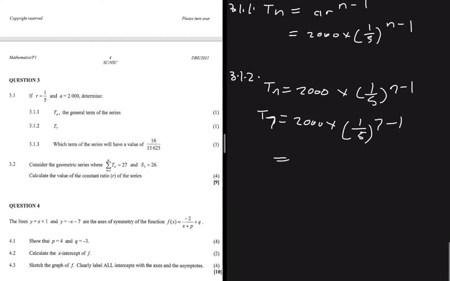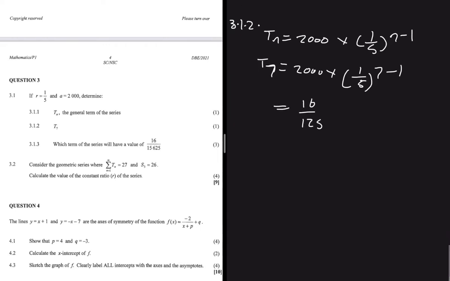So this is equal to, let me put that in the calculator real quick. So we have 2000 multiplied by 1 divided by 5 to the power 6, basically. That is 16 divided by 125.